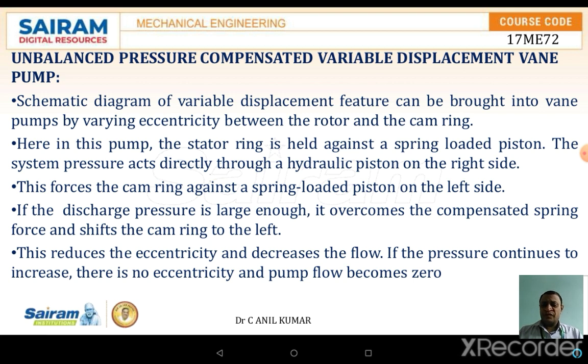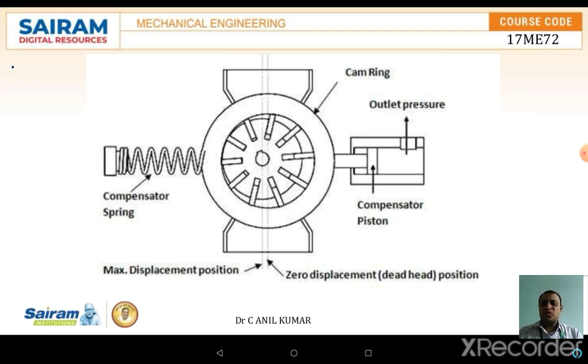This force pushes the cam ring against the spring-loaded piston on the left side. If the discharge pressure is large enough, it overcomes the spring force and shifts the cam ring to the left. This reduces the eccentricity and decreases the flow. If the pressure continues to increase, there is no eccentricity in the pump. Pump flow becomes zero. The schematic diagram shows the unbalanced type of vane pump.